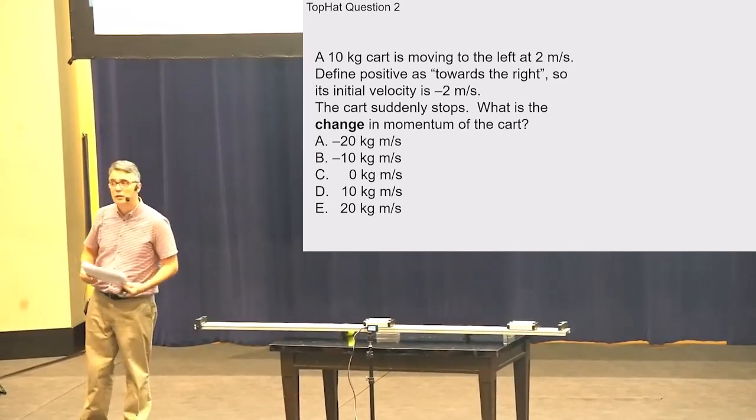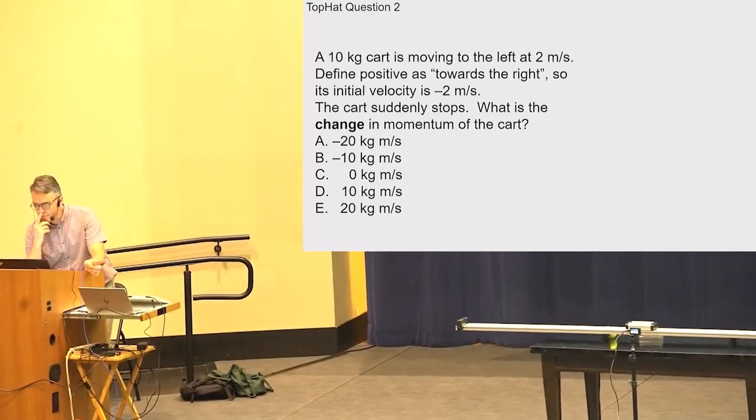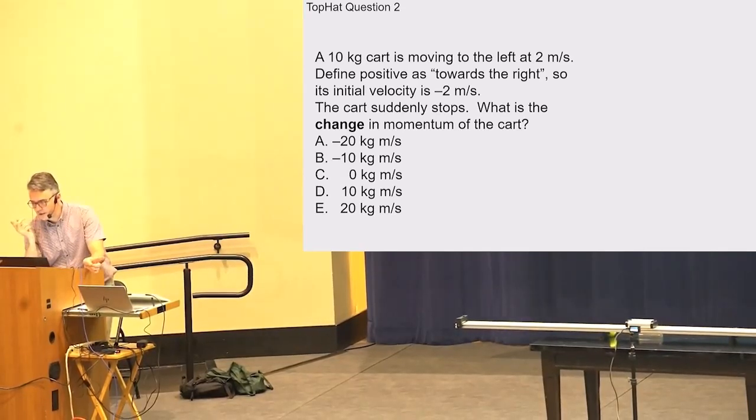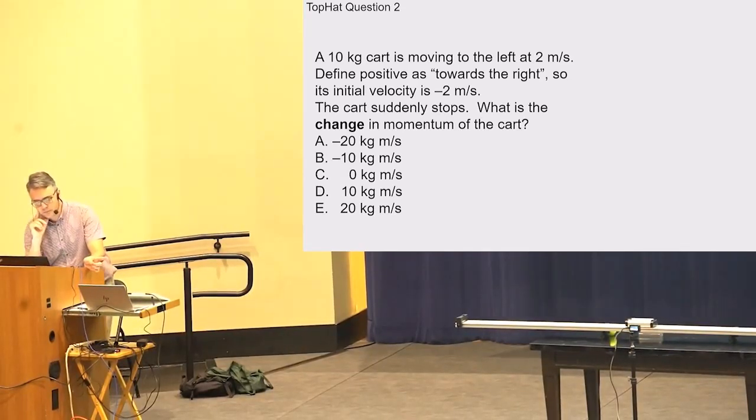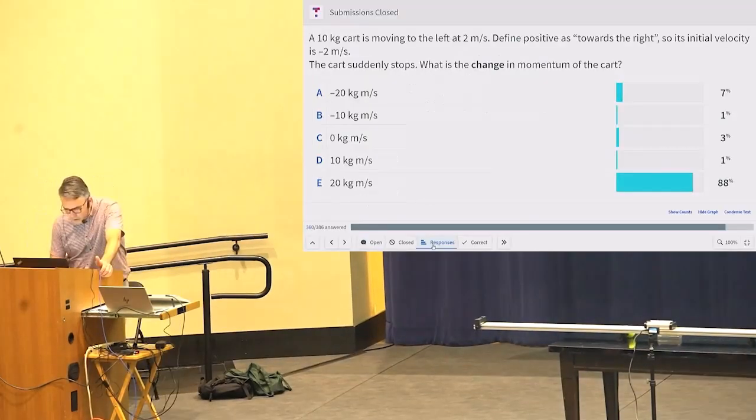Final minus initial. It's initially moving to the left, and we've defined positive towards the right, so its initial velocity is negative 2 meters per second. It suddenly stops. What's the change in momentum? So it was 20, but it's plus 20, I think.